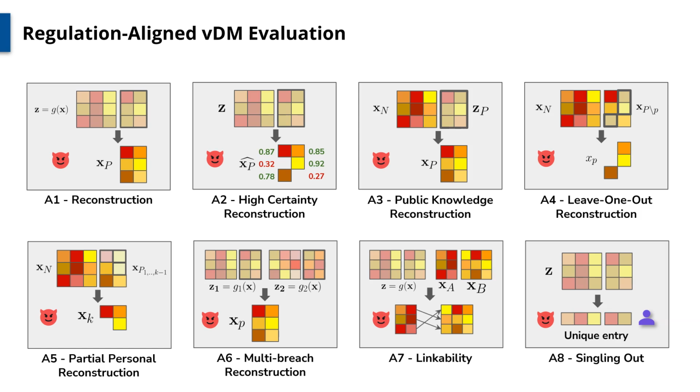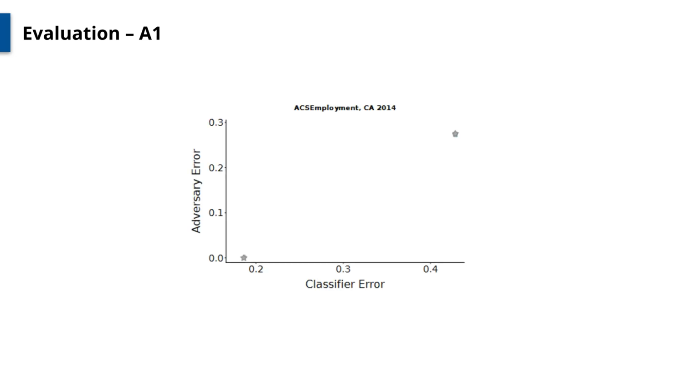Now let's look at some actual results for our A1 adversary. For this, we take a look at the Pareto curve for our A1 reconstruction adversary on the ACS employment dataset. We show classification error on the x-axis and adversarial error on the y-axis. We first identify 3 key points.